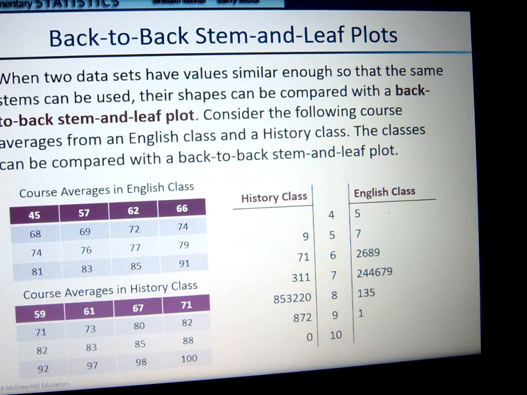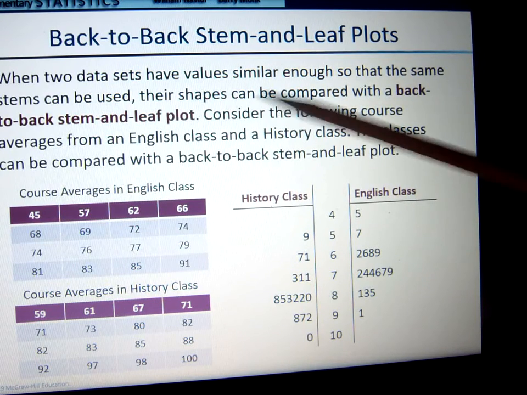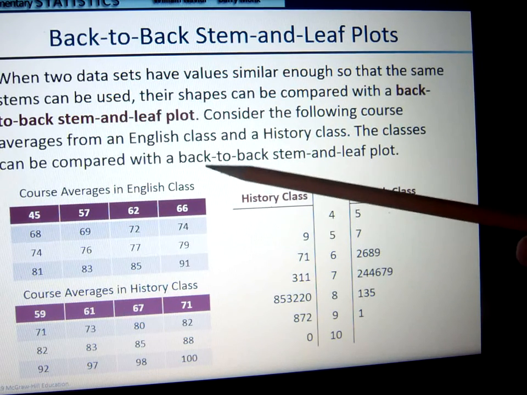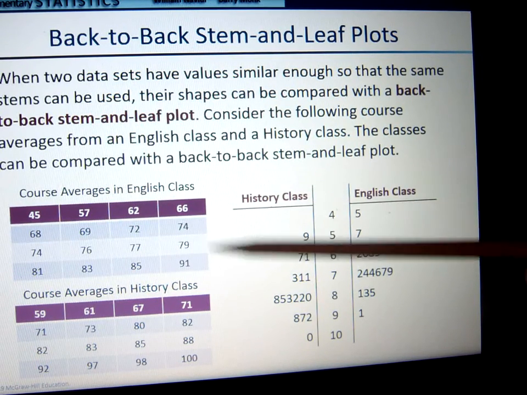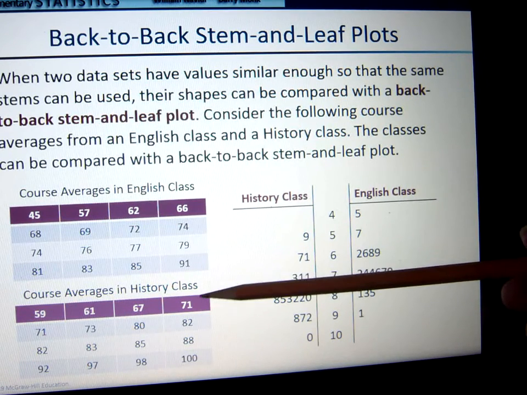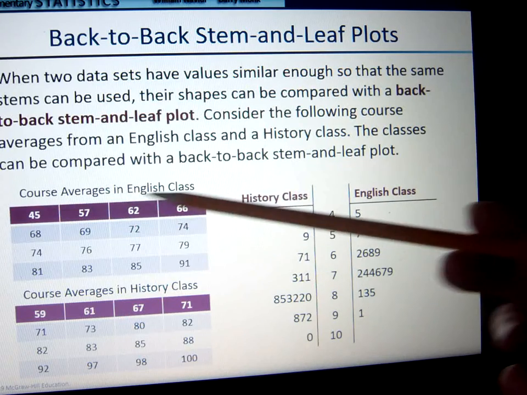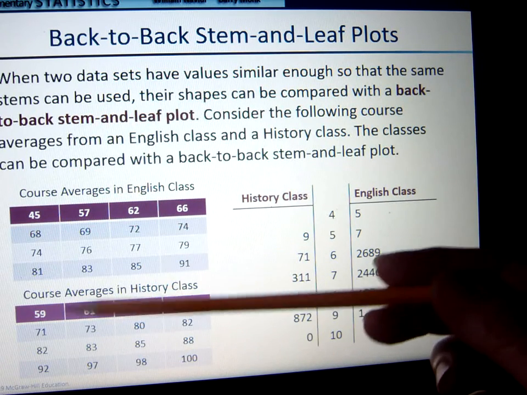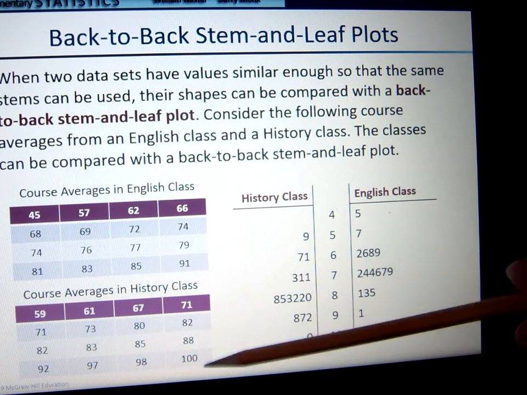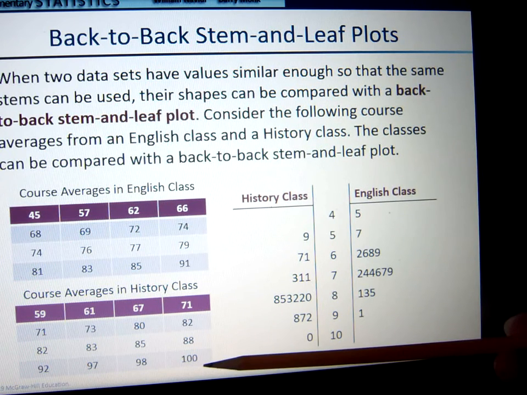Alright, so we have two data sets that have similar values. Sometimes we can do a back-to-back stem and leaf plot. So here we have course averages in an English class. Here we have course averages in a history class. We see that the smallest number looks like it is around the 40s, and my highest number is 100.